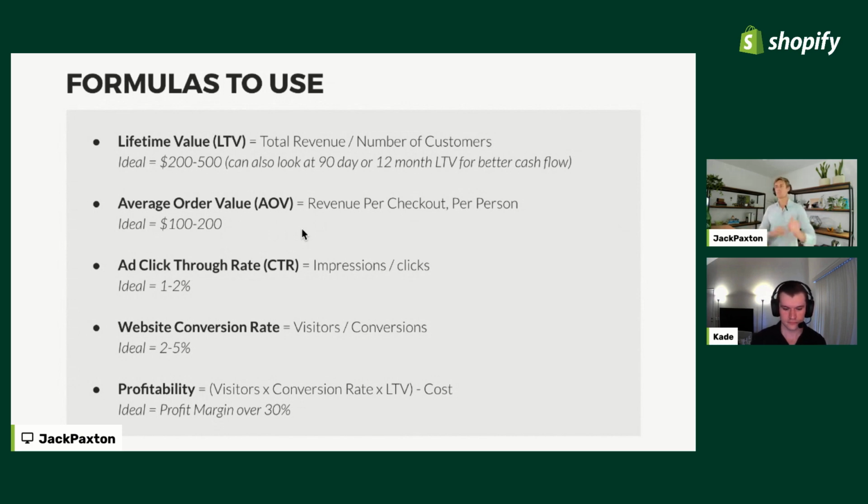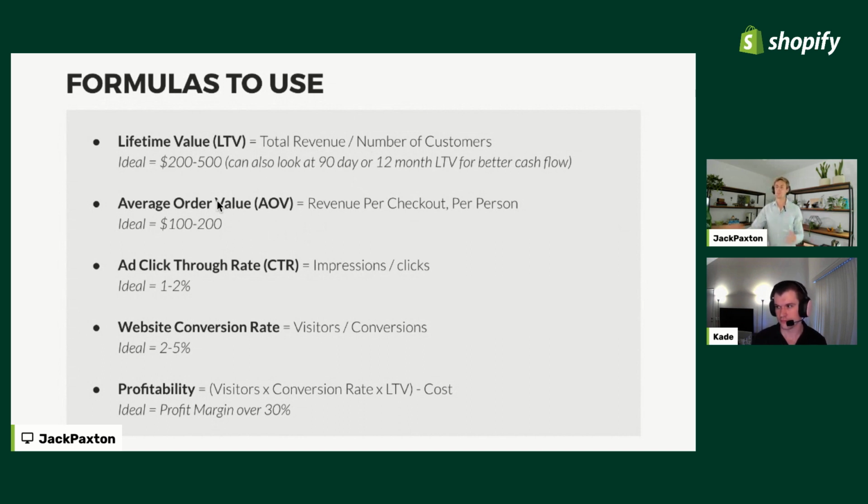So starting out here, you really want to understand what your lifetime value is. So this is the value of a customer over a lifetime. Now that lifetime can be a 90-day lifetime, or it can be a 12-month lifetime, or it can be forever, your entire database. It's up to you how you want to segment that. Ideally, the shorter the lifetime you put, so 90 days, the better it will be on your cash flow. But essentially you want to know the value of a new customer to you.